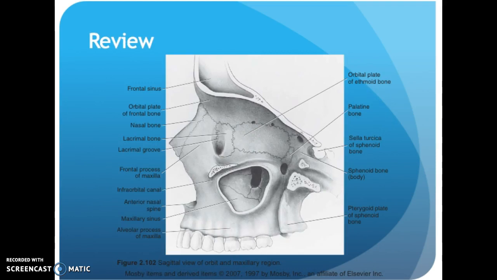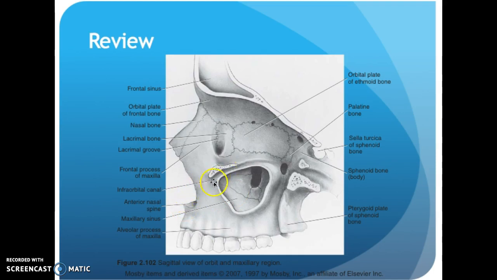So we've seen this one before. You have your frontal sinus up top, your orbital plate of your ethmoid bone. This is your palatine bone, your sphenoid bone with your sella turcica back behind, your pterygoid plate of your sphenoid. This is your maxillary process of your maxilla with your maxillary sinus, your canthion or anterior nasal spine, either way.